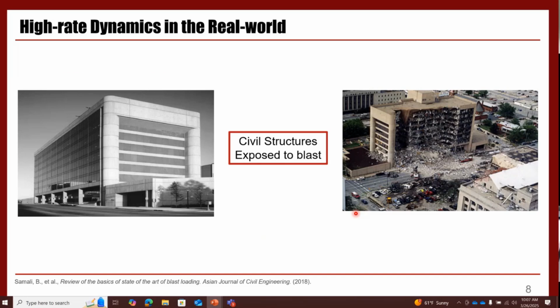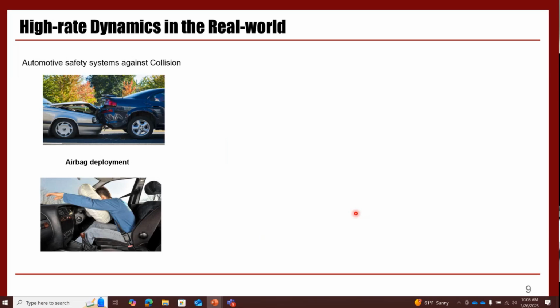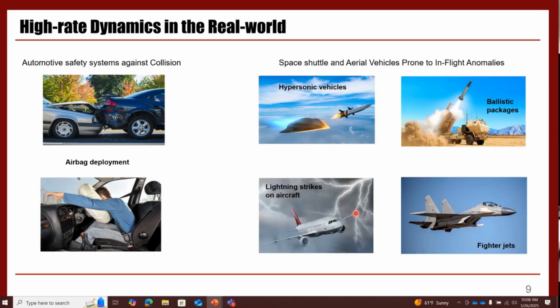Another example of a high rate dynamic event in the real world is when we have a collision in vehicles. The event of airbag deployment can be regarded as such. Also in space, where we have in-flight anomalies, like in space shuttles and aerial vehicles, as we can see in the figures here. Many of them are prone to in-flight anomalies that can be classified as high rate dynamic events in the real world.